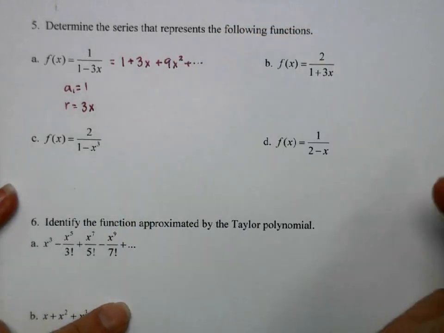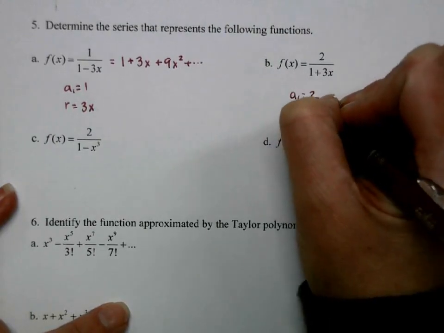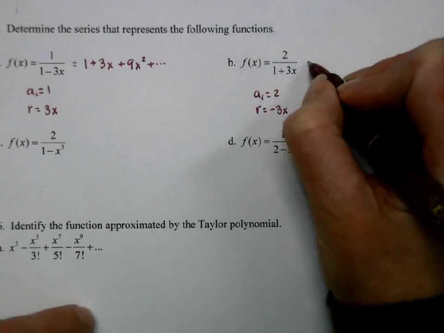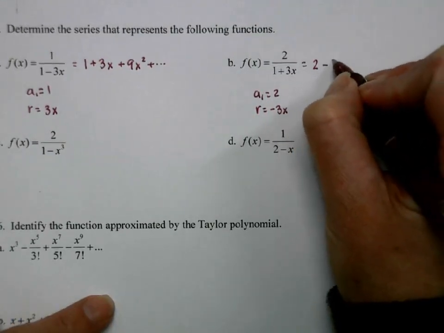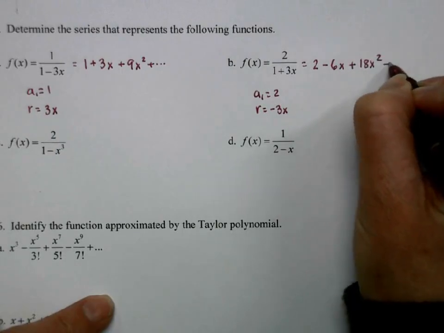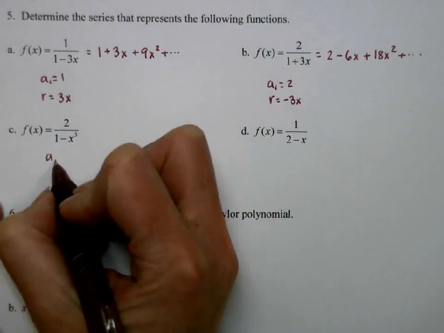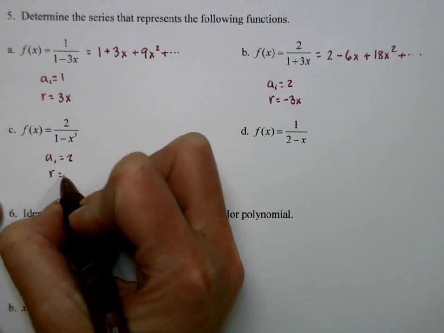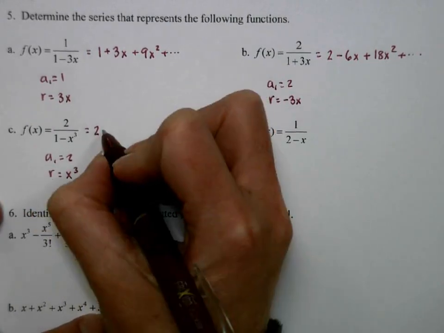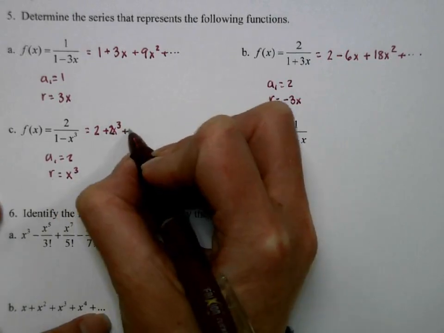This one, my a1 is 2, my r is a negative 3x. So I can write this out as 2 minus 6x plus 18x squared. This one, my a1 is 2, and my r is a positive x cubed. So this is going to be 2 plus 2x cubed, plus 2x to the 6, because we add the exponents.